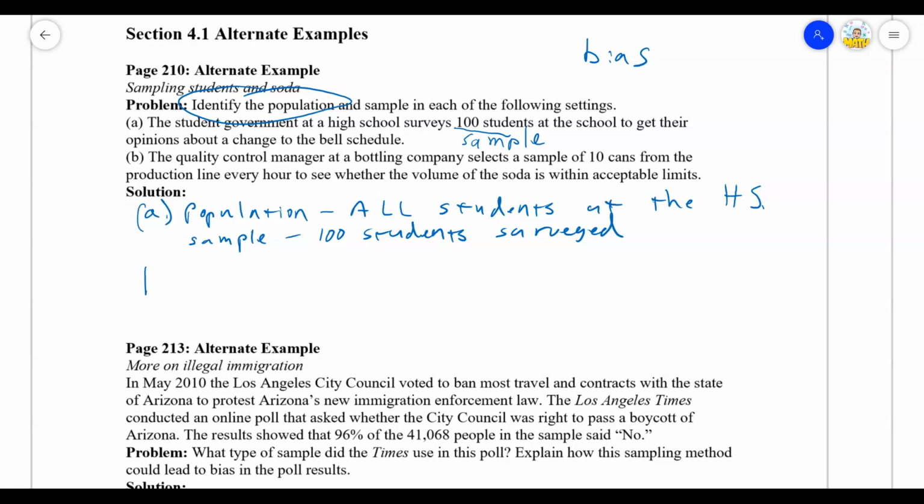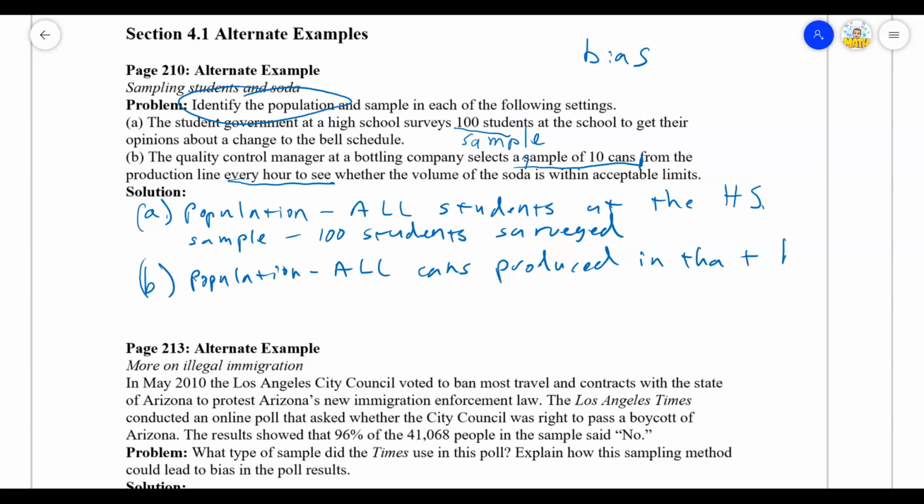So in part B, we have a quality control manager at a bottling company who selects a random sample of 10 cans from the production line every hour. So that's definitely going to be our sample. He does this every hour, so our population is going to be all cans produced in an hour. And then the sample would be the 10 cans that we selected.